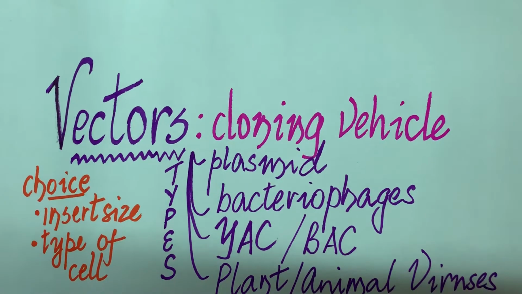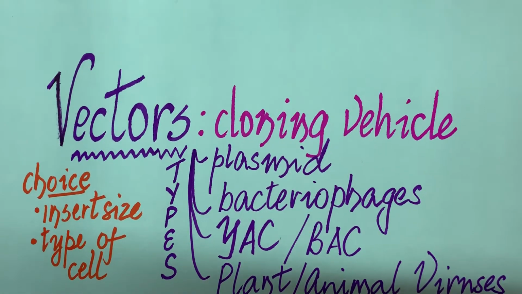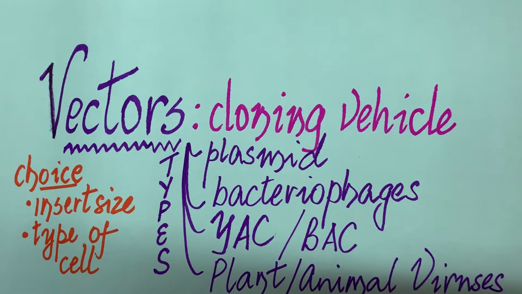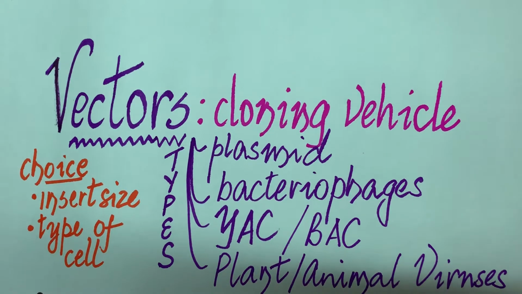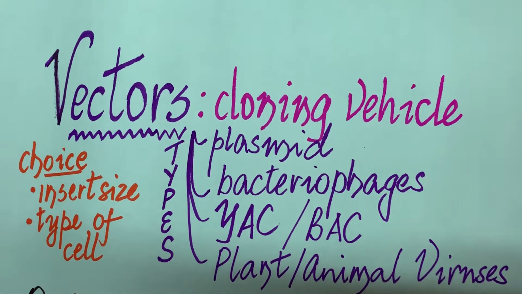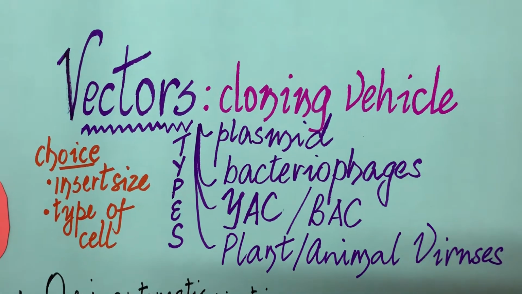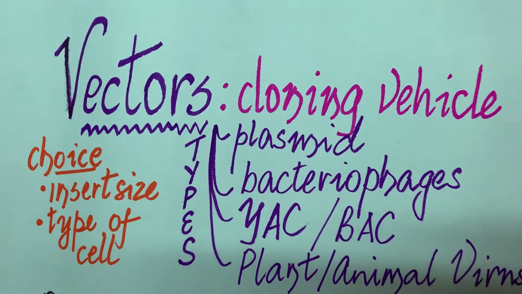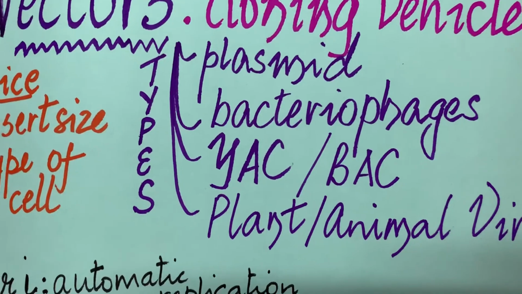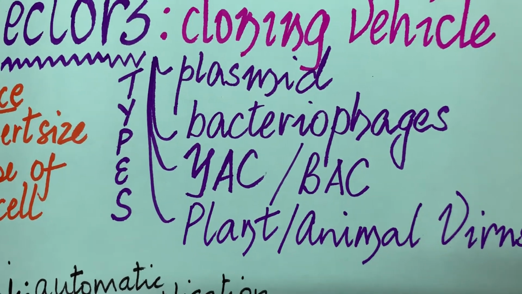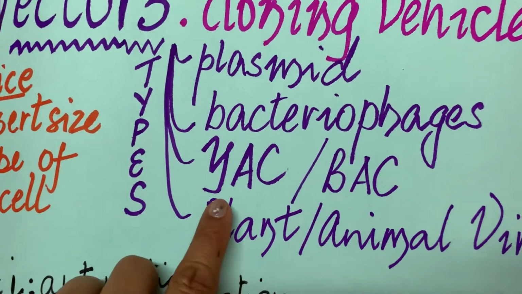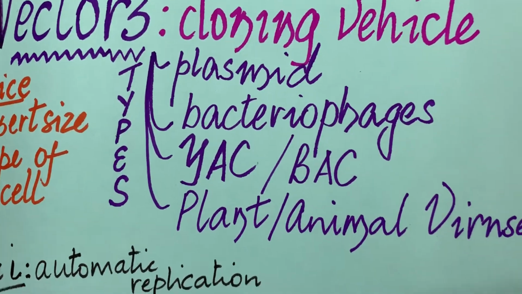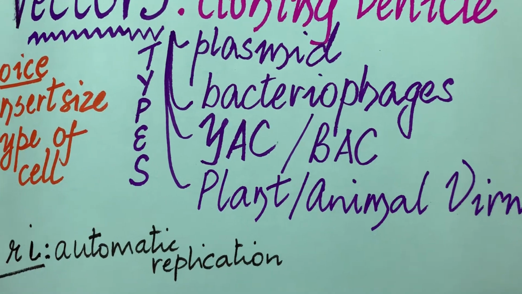Hello. If you want to produce a protein on large scale, you need a vector to carry that particular gene so that it can be expressed by a cell, maybe a eukaryotic or a prokaryotic cell. So basically, vectors are cloning vehicles, or carriers, and they could be plasmids from bacteria or bacteriophages, or yeast artificial chromosome or bacterial artificial chromosome, or it could be a plant or animal virus too.